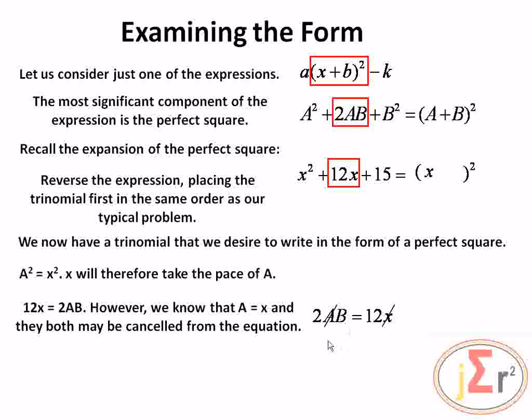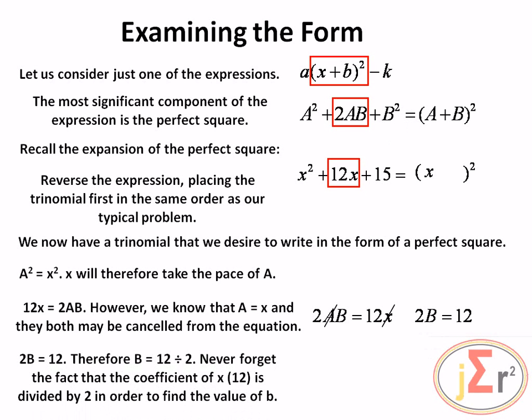So there we have it. 2ab is equal to 12x, and a is equal to x, so they may be cancelled from the expression. So in the next step, 2b is equal to 12. Do not forget that what we need right here is b squared. But it's 2b, so we need to carve out b squared from that.